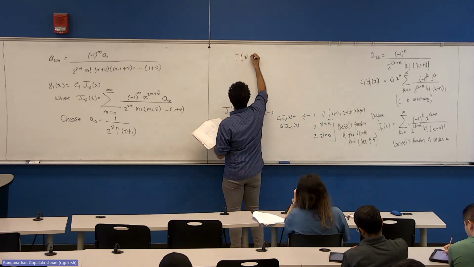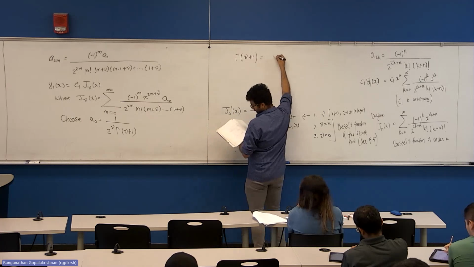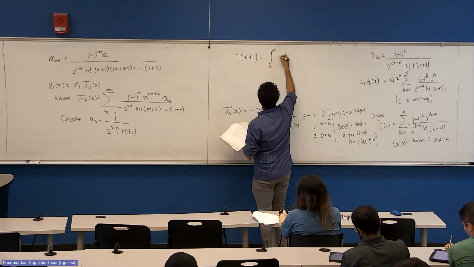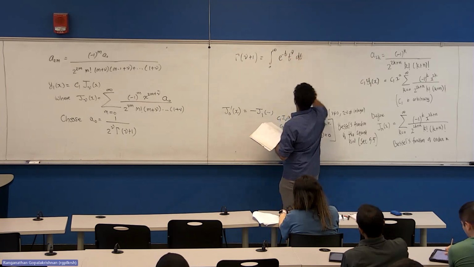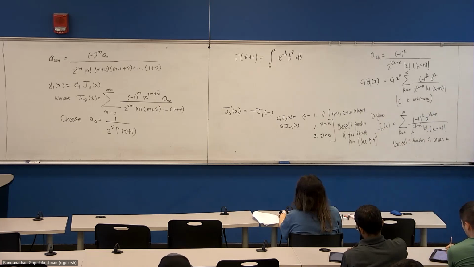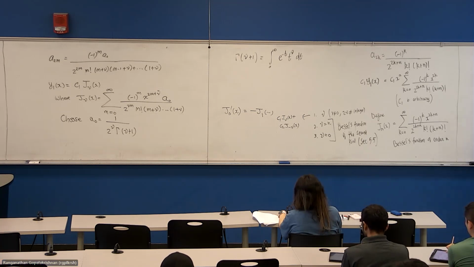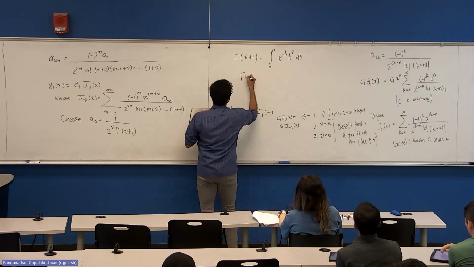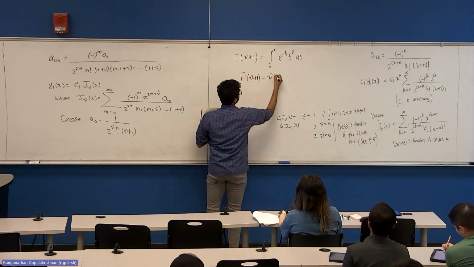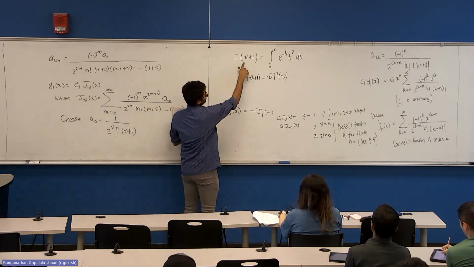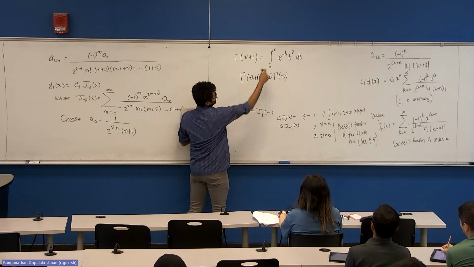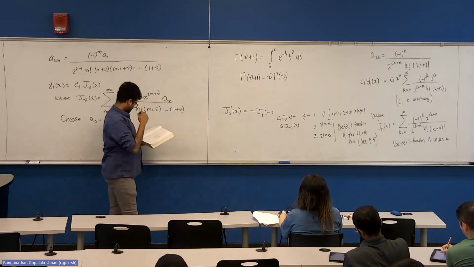The gamma function evaluated at nu plus 1 is defined as the integral from 0 to infinity of e power minus t, t power nu, dt. This is how it's defined. And you can easily prove that gamma of nu plus 1 is nu times gamma of nu. If you know nu plus 1, you can get nu, and then easily show that identity by integration.